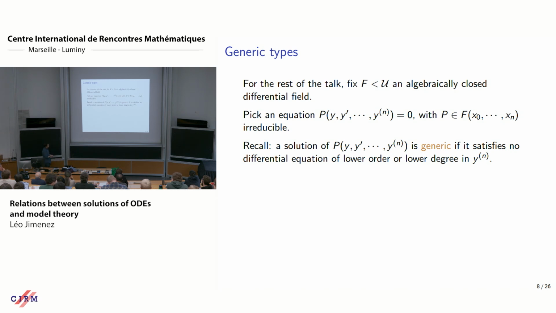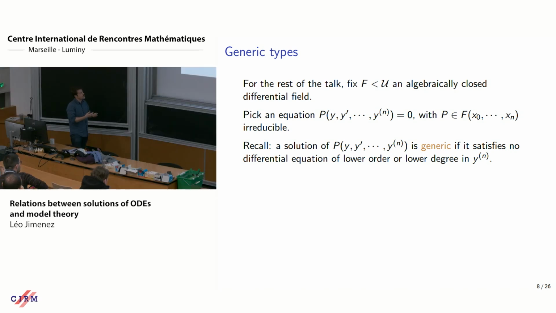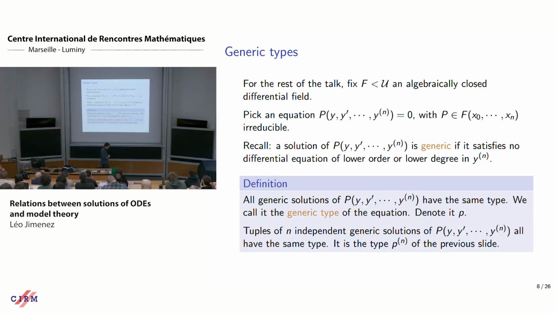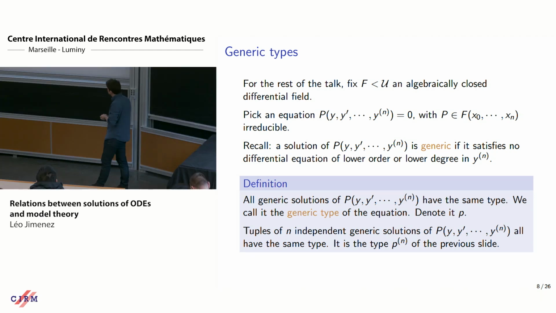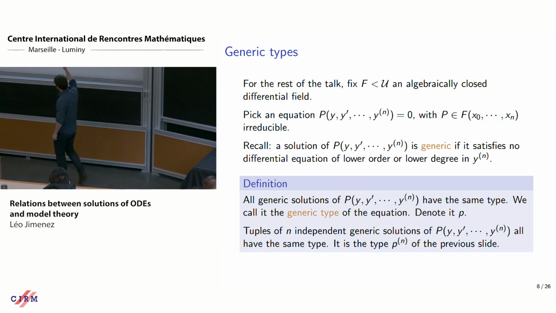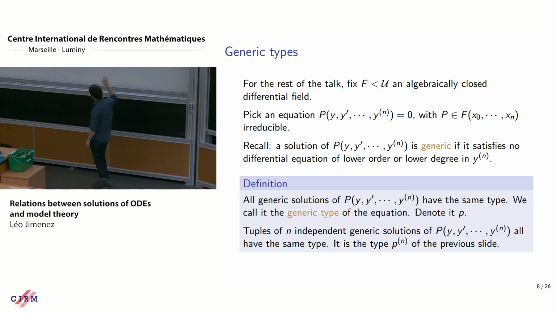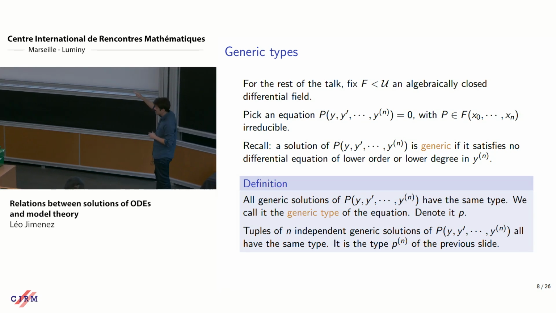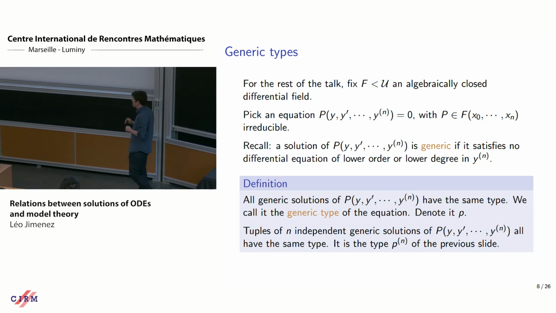And recall that a solution I call generic if it satisfies no differential equation of lower order, of lower degree in y_n, over F. The thing here is that all these generic solutions have the same type. They are really all exactly the same equations and inequations, so let's call that type P. And if I look at a tuple of n independent generic solutions, they also all have the same type, and it's the type P to the n of the previous slides.